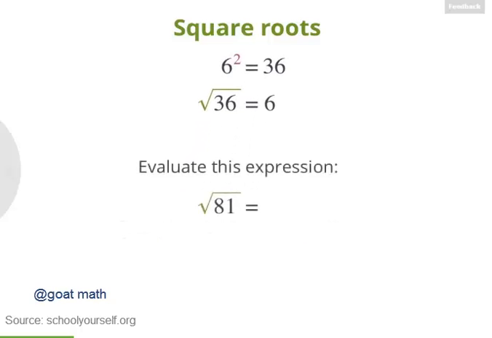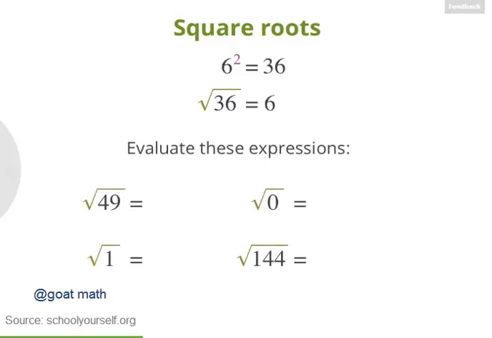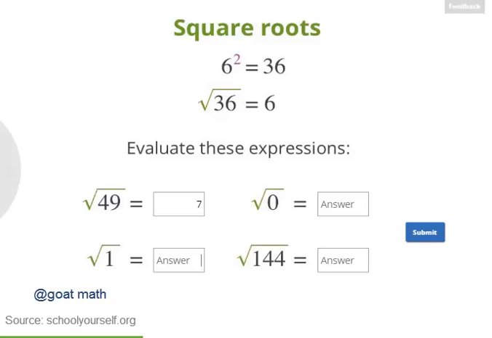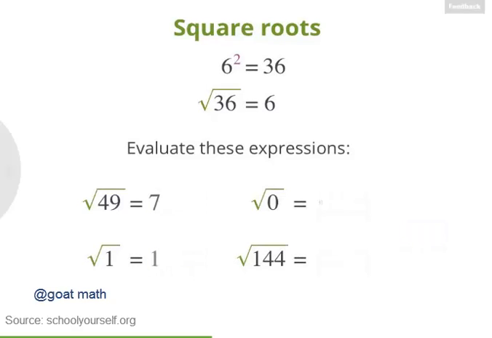Try another example. What's the square root of 81? In other words, what number, when you square it, gives you 81? Exactly. The square root of 81 is 9, because 9 squared equals 81. Next, try getting a little more practice and evaluate these 4 square roots. Excellent. Looks like you really got the hang of this.